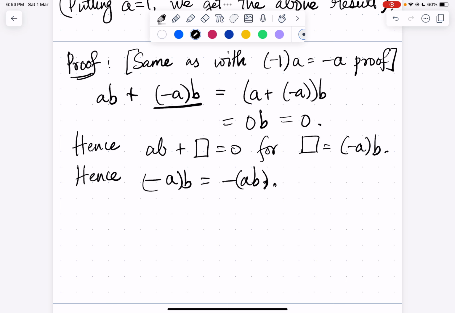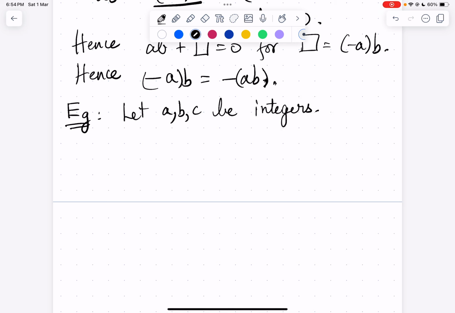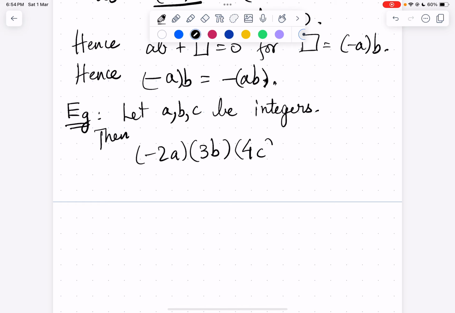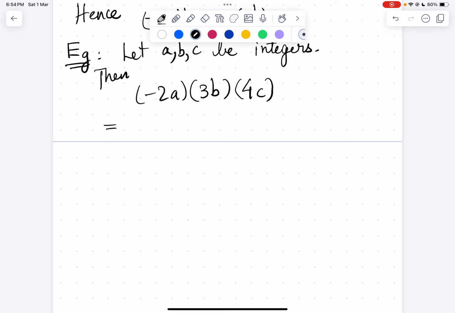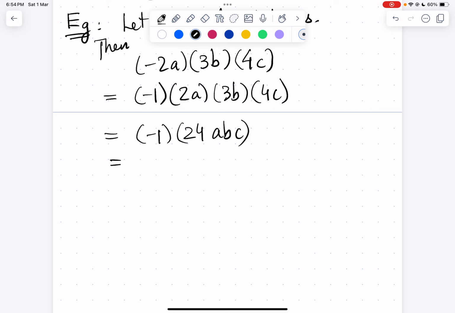And we can consider an example. Let a, b, c be integers. Then consider a product like this: minus 2a times 3b times 4c. So first, minus of a is minus 1 times a, right? So we can take minus 1 outside of the first term and we have this product. And so we have minus 1 times 24abc, and again we can take the minus 1 inside. Minus 1 times an integer is minus of that integer, so this is minus 24abc.